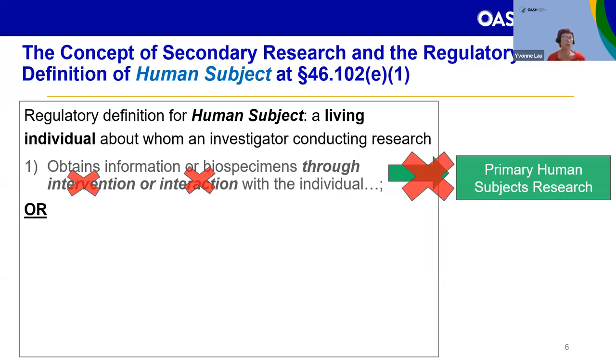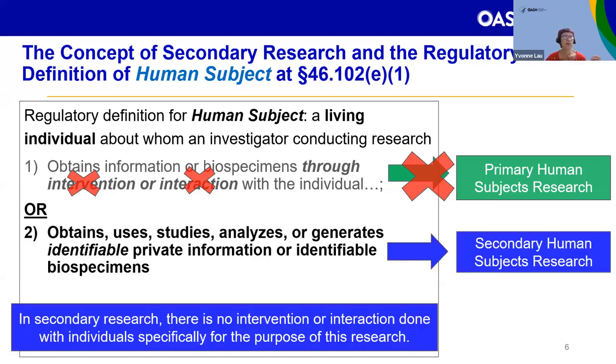So if the investigators, for the purpose of the research, are not interacting or intervening with living individuals to collect their information or biospecimens for that research, there is another way that we can satisfy the definition of human subject, and that is when the investigator obtains, uses, studies, analyzes, or generates identifiable private information or identifiable biospecimens. And this is the part we would refer to as secondary human subjects research.